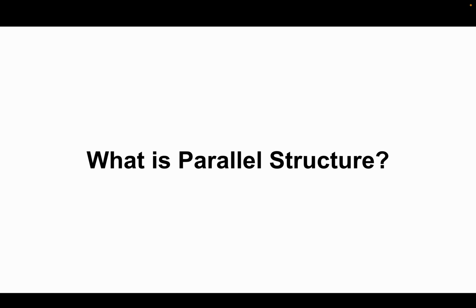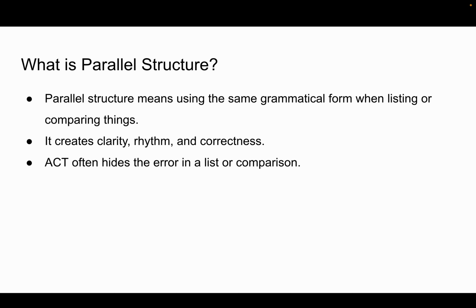So then the first question that you might ask yourself is, what is parallel structure? What is this parallel construction, right? Parallel structure essentially means using the same grammatical form when listing or comparing things. It creates clarity, rhythm, and also correctness. And on the ACT, typically the wrong choice will often look fine until you notice the mismatch. So the ACT loves to hide the mistake in very subtle ways. You might have a list of like 3 items where only one choice is not correct.